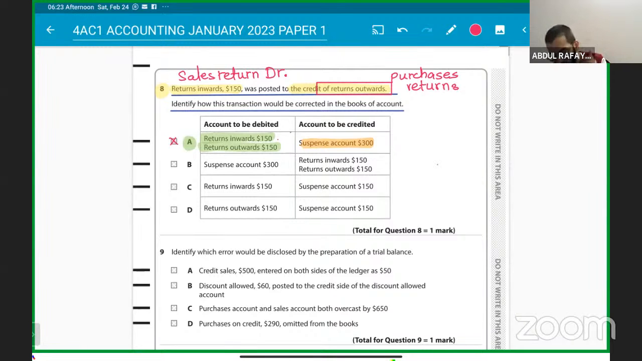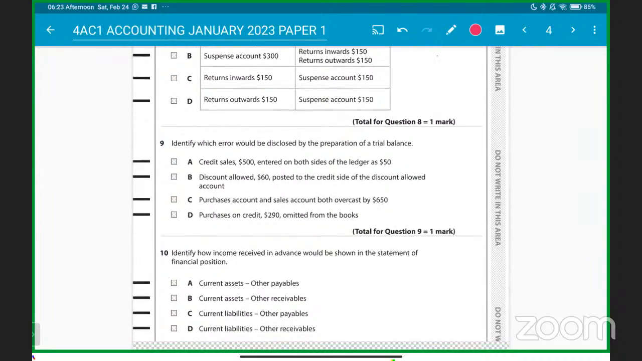The second thing is the mistake that needs to be corrected. What is the mistake? There is no need for return outwards, but by mistake the accountant has credited the amount of $150 in the return outwards account. So we need to close that account. Because the accountant put 150 on the credit side, I will make it on the debit side: return outwards account debited by 150 to balance the account. And because this is an error affecting the trial balance, the suspense account will come on the credit side by $300. Got that? Clear on this?